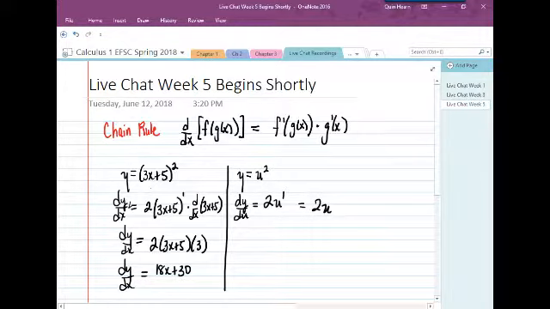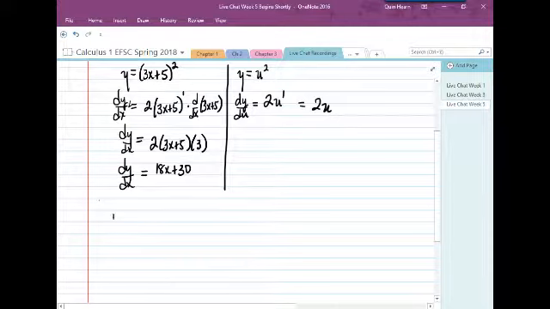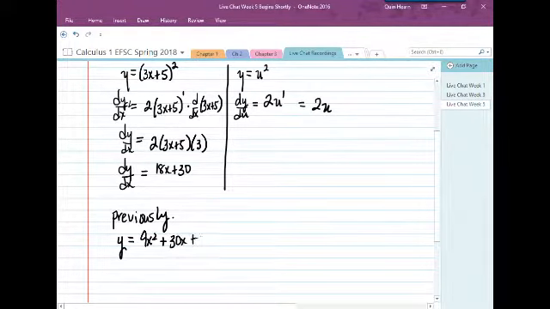So I just want to confirm that this is actually correct by multiplying out the 3x plus 5 squared and showing you that you would still get the same derivative with respect to x. The way we would have done it previously is we would have said, well, y is really 9x squared plus 30x plus 25 if we FOIL that out. And so taking the derivative, dy dx would be 18x plus 30.